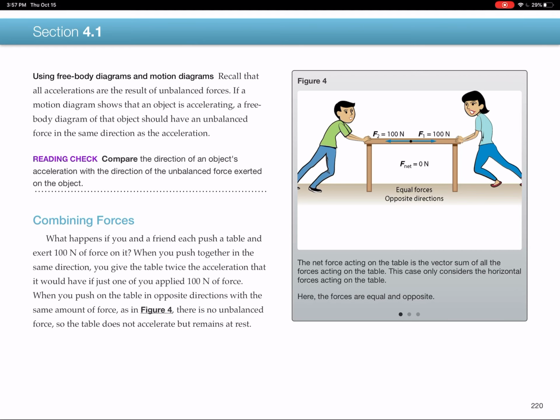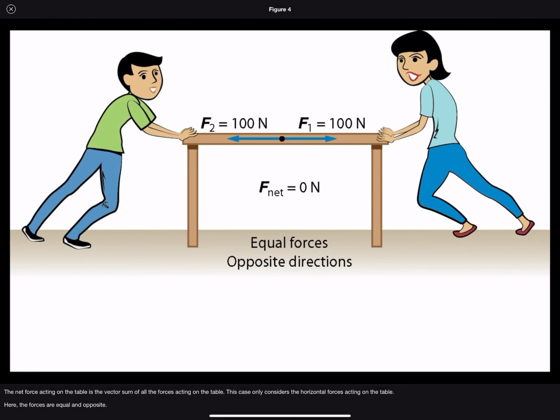Right, so we combine forces. As you saw in this diagram, there could be multiple forces acting on an object. To see the total force, what we do is we take the vector sum of all the forces. So let's look at a couple of different situations. Here are two people pushing on a table. They're pushing with equal and opposite forces. So even though each of them is applying 100 newtons of force, because they're pushing in opposite directions, the net force is the vector sum of all the forces. As you recall, when we add equal vectors in opposite directions, the net force is going to sum to 0.